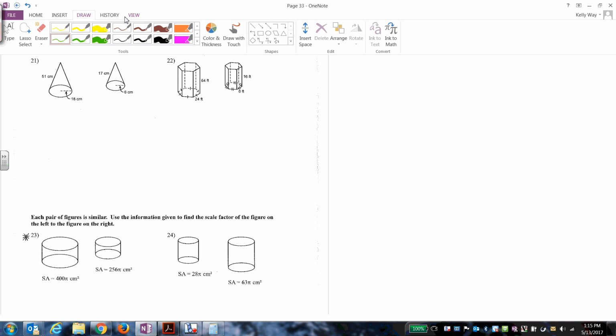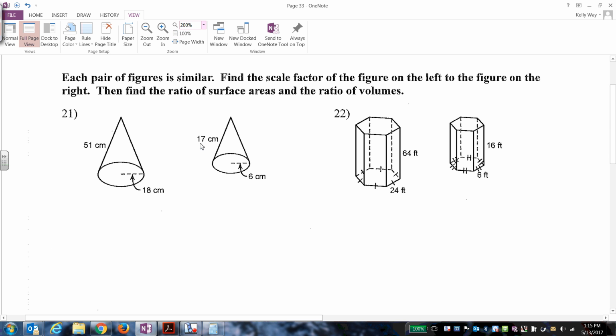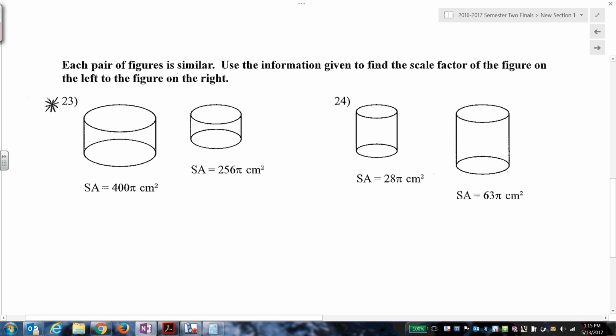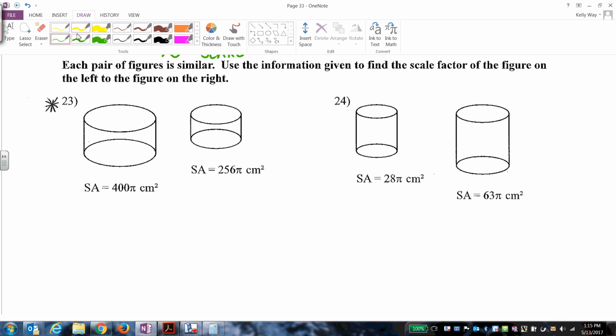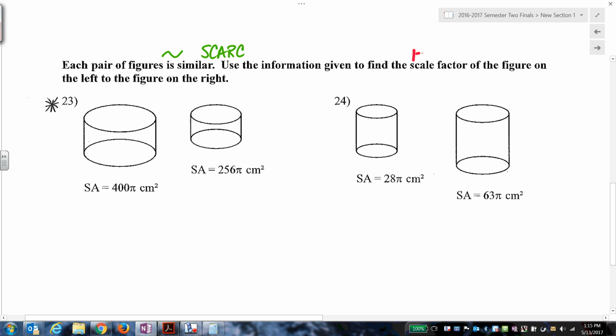Taking a look here at 23. It says each pair of the figures is similar. So similar means it already has the properties of congruent angles and equal ratios. Use the information to find the scale factor. Scale factor is one dimension of the figure from left to right.